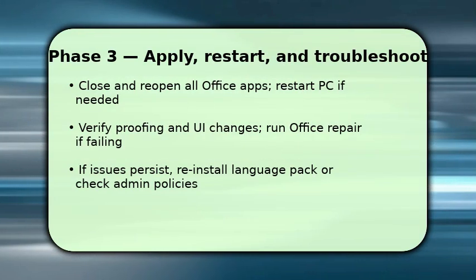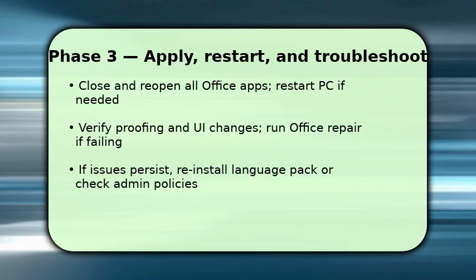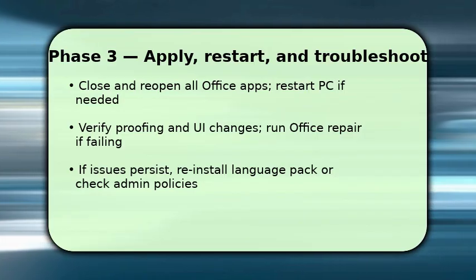Finish by closing every Office application and then reopen one to confirm the UI and proofing language switched. If the UI did not change, restart the computer. Sometimes a reboot finalizes Language Pack registration. If problems persist, run Control Panel Programs, Office 2016 Change, Repair to restore language functionality.